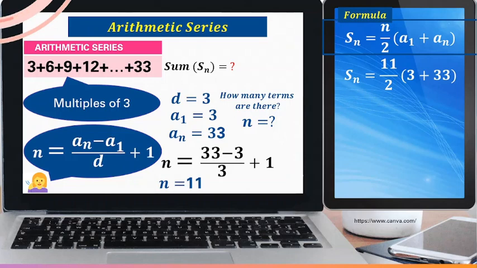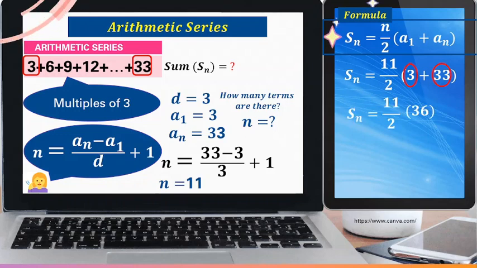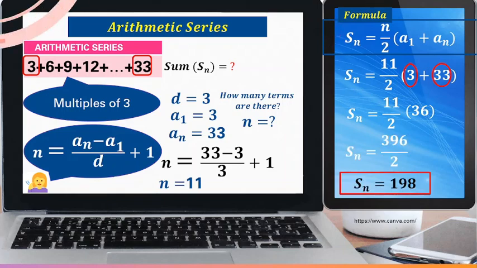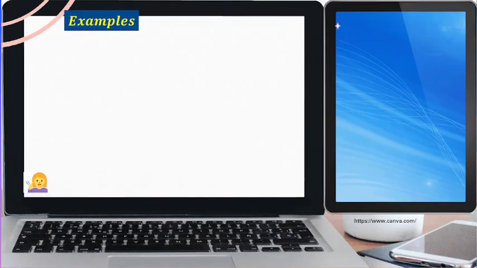So, S sub n is equal to 11 over 2 times the quantity of 3 plus 33. 3 plus 33 is equal to 36 times 11 equals 396 divided by 2 is 192. Hence, S sub n is equal to 192.